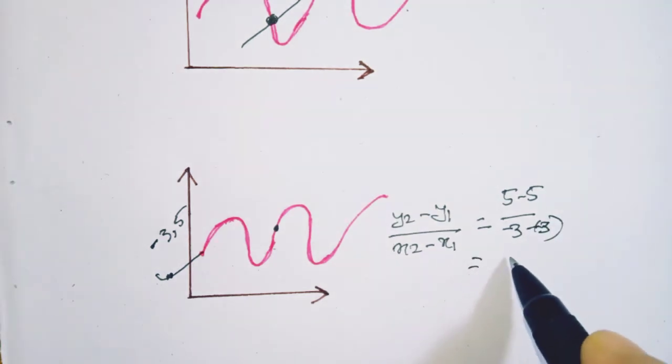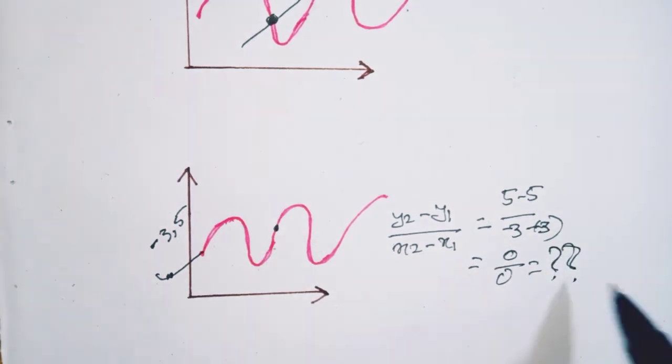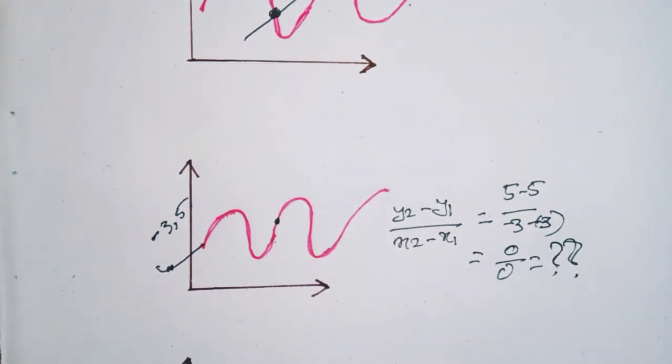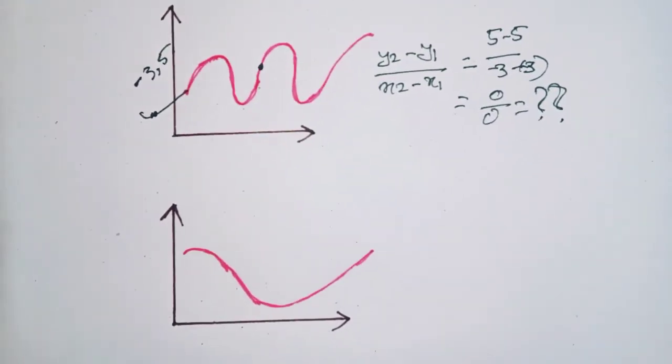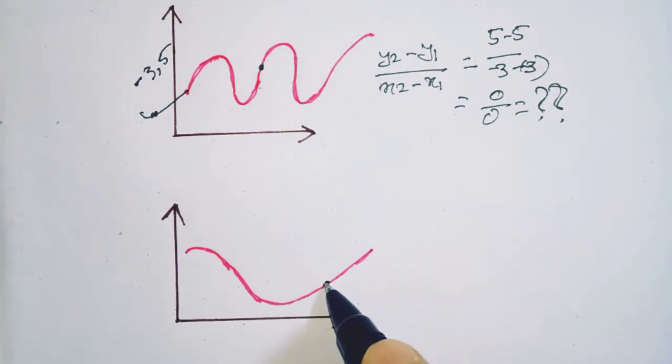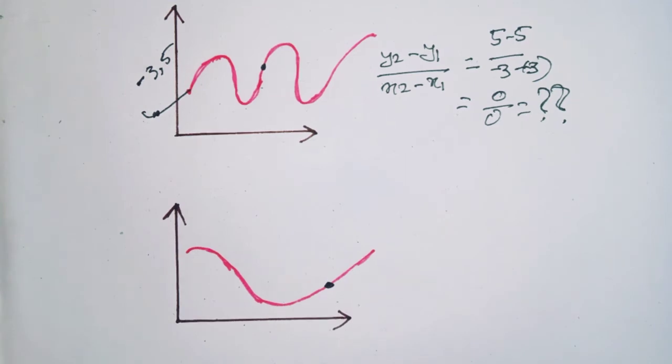So what would it become? It would become 0 by 0. Now this is weird, right? This generally doesn't happen. So what do we do if we just get a single point? Say, for example, this particular graph. Say we have got a single point out here. So we know only the single point and we need to calculate the instantaneous rate of change.